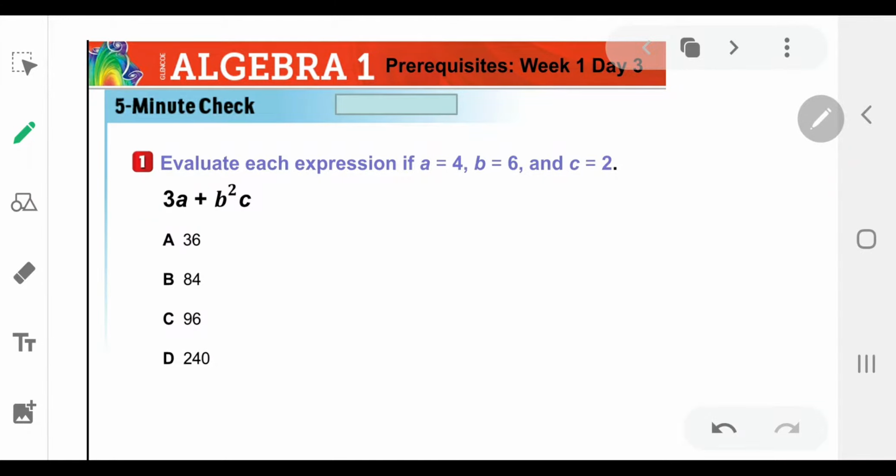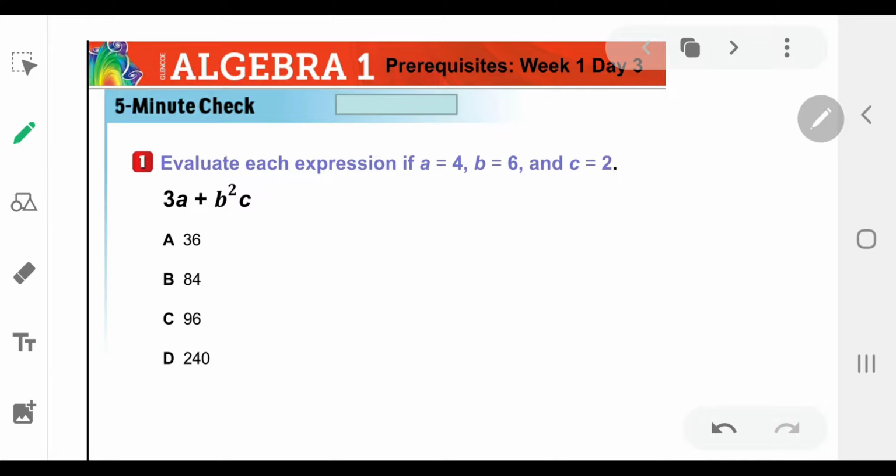Hello again, dear students. We're still reviewing the prerequisites necessary for starting our course for this year, Algebra 1. As usual, we start with a warm-up. Pause the video and give yourself 30 seconds. Try to answer the following question and then come back and check your answer.